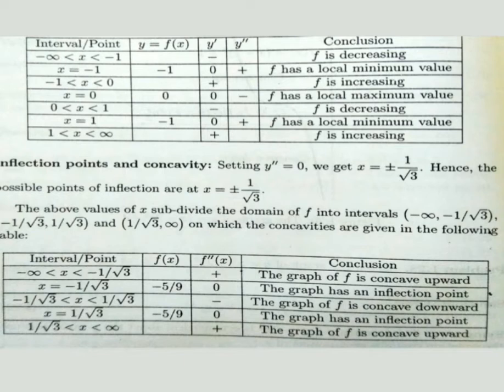The next interval, x equal to 1, y is minus 1, y dash is 0, y double dash is plus 1. Plus. So therefore f has a local minimum value again. So in the last interval we will obtain y dash is plus, so f is increasing.